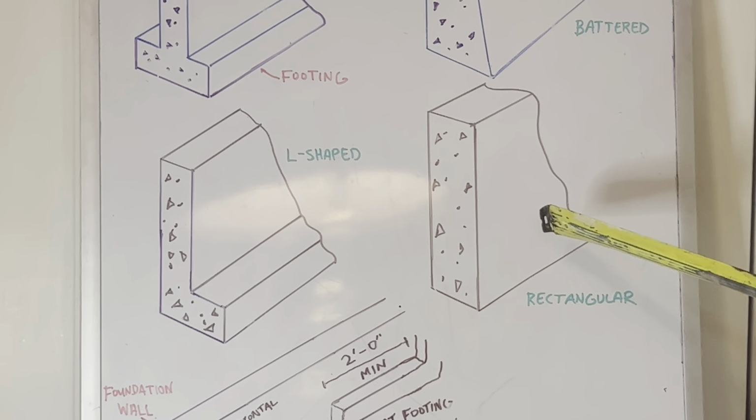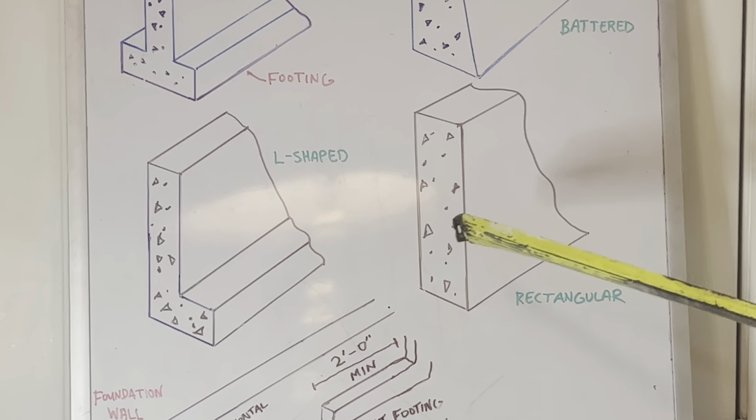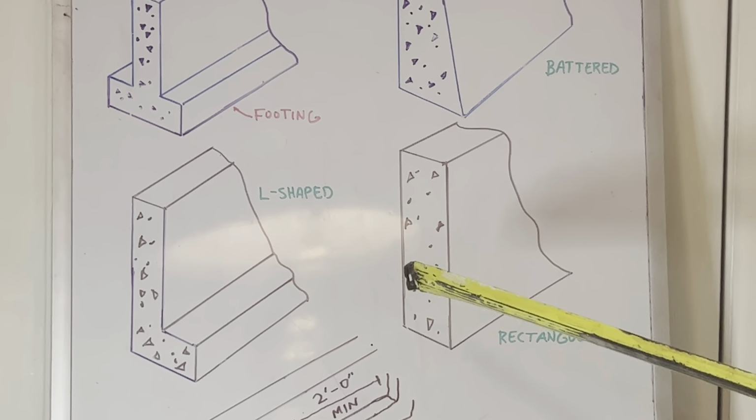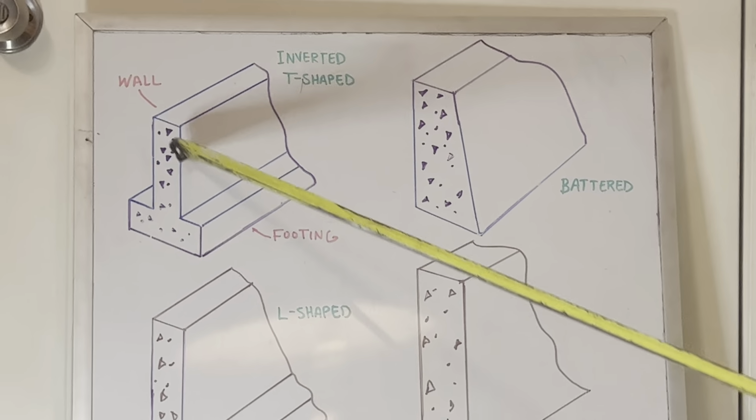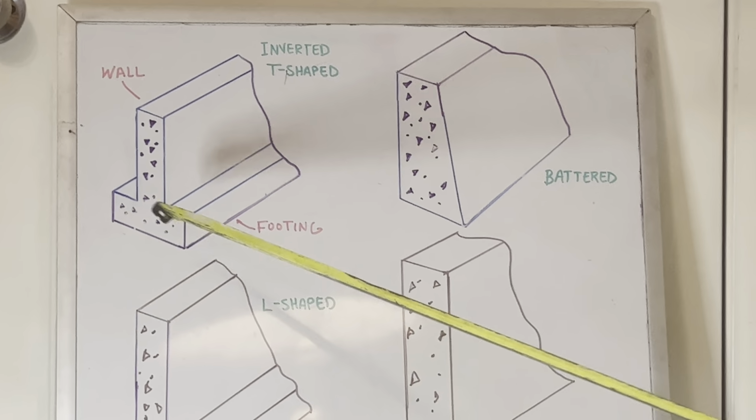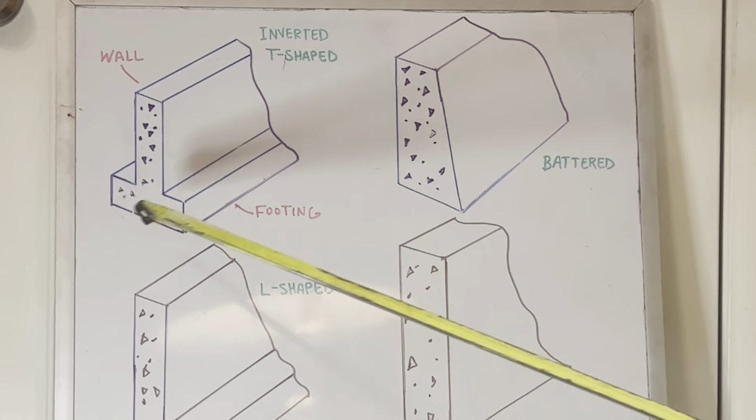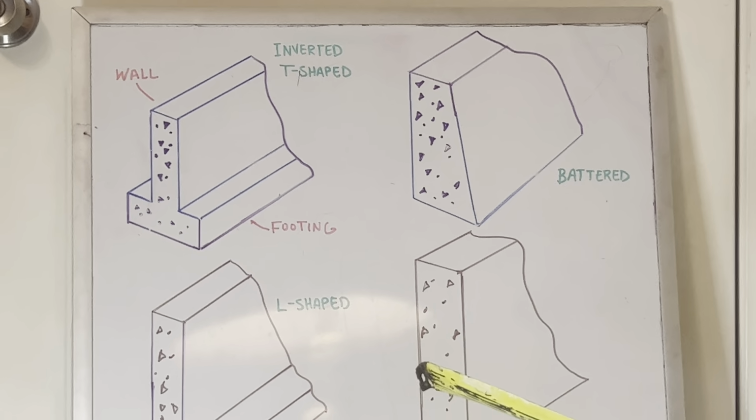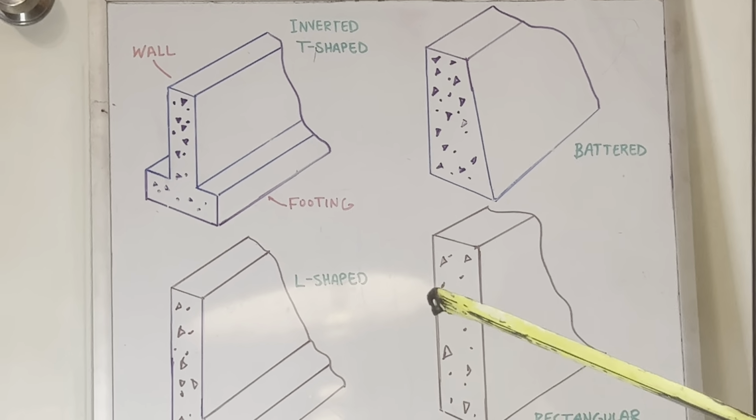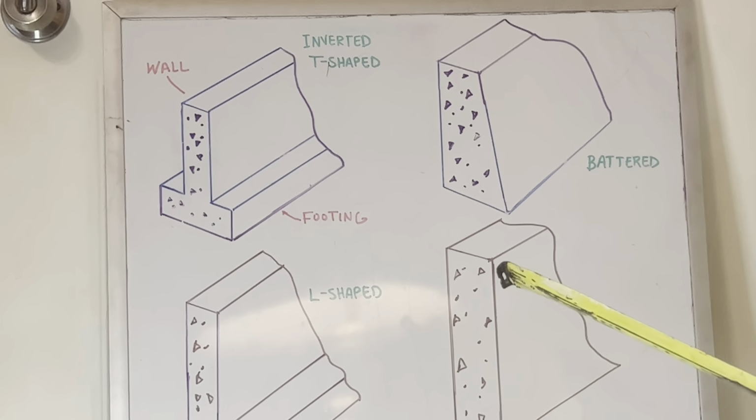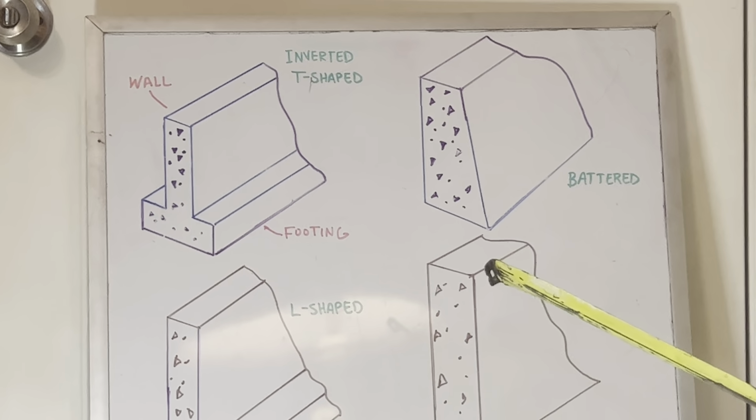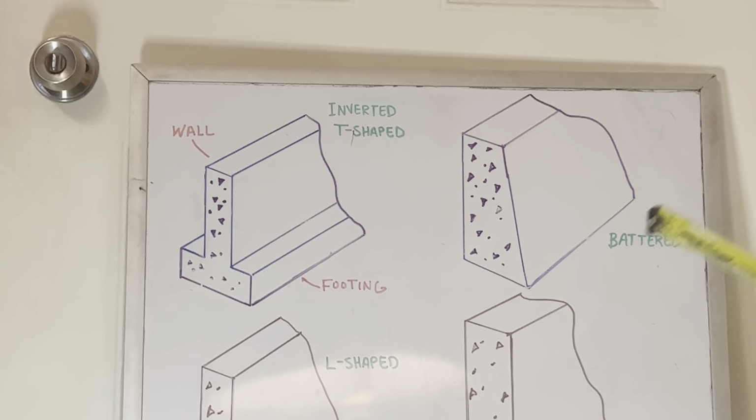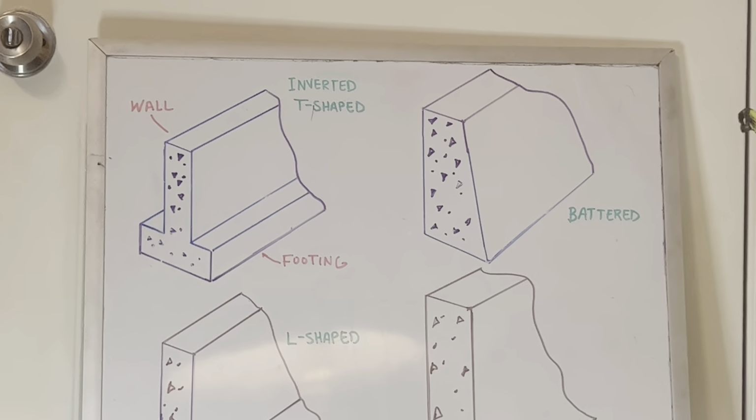Now, an inverted T-shaped foundation is constructed with a stem wall supported by a spread footing. This is your stem wall supported by a spread footing. I want to make mention that with these footings, a lot of times, if your soil is stable enough, you don't have to have the wooden forms for your footing.